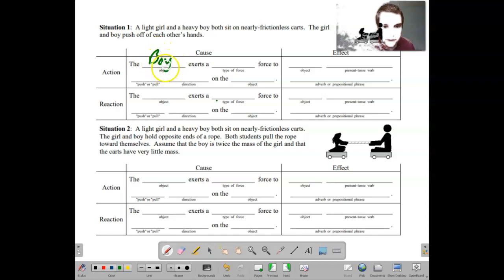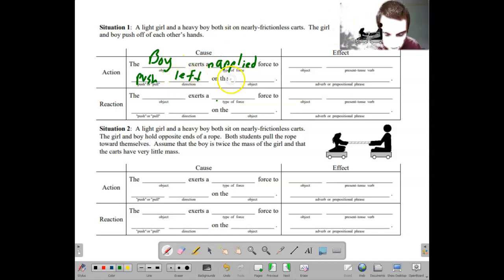The boy exerts an applied force to push. Looking at the picture, he's pushing left. The boy is the big one. Sorry for the gender here. The girl is the object. And then sexism to top it off. Sorry. The effect is the girl will speed up to the left.